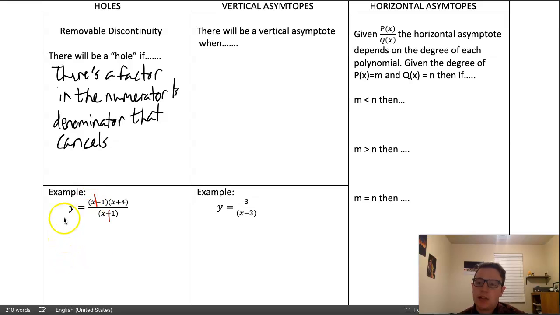What that means is that this graph will look like y is equal to x plus 4, but we're going to have a removable discontinuity, or a hole in the graph, where the bottom is equal to 0. So it's x plus 4, but with a hole when x is equal to 1, because that makes our denominator 0.